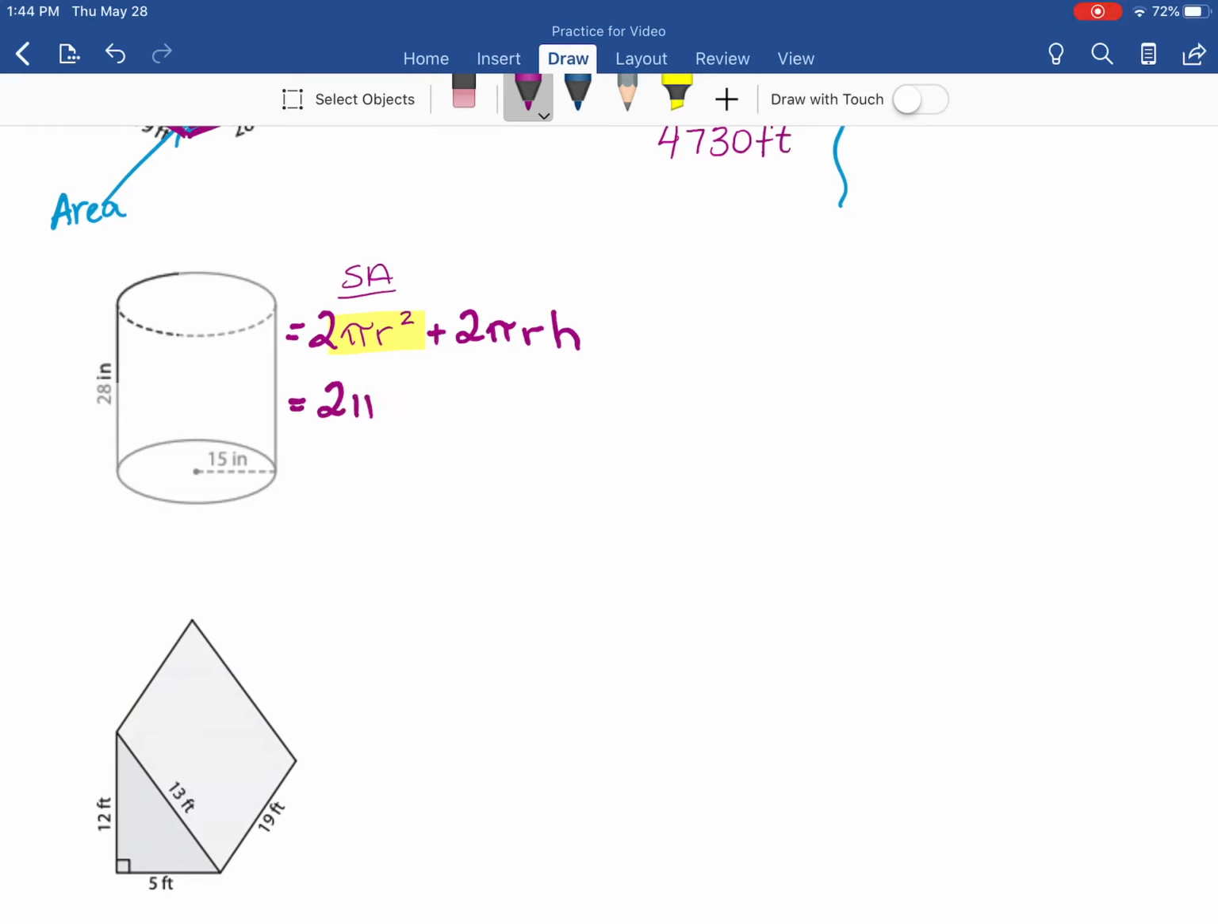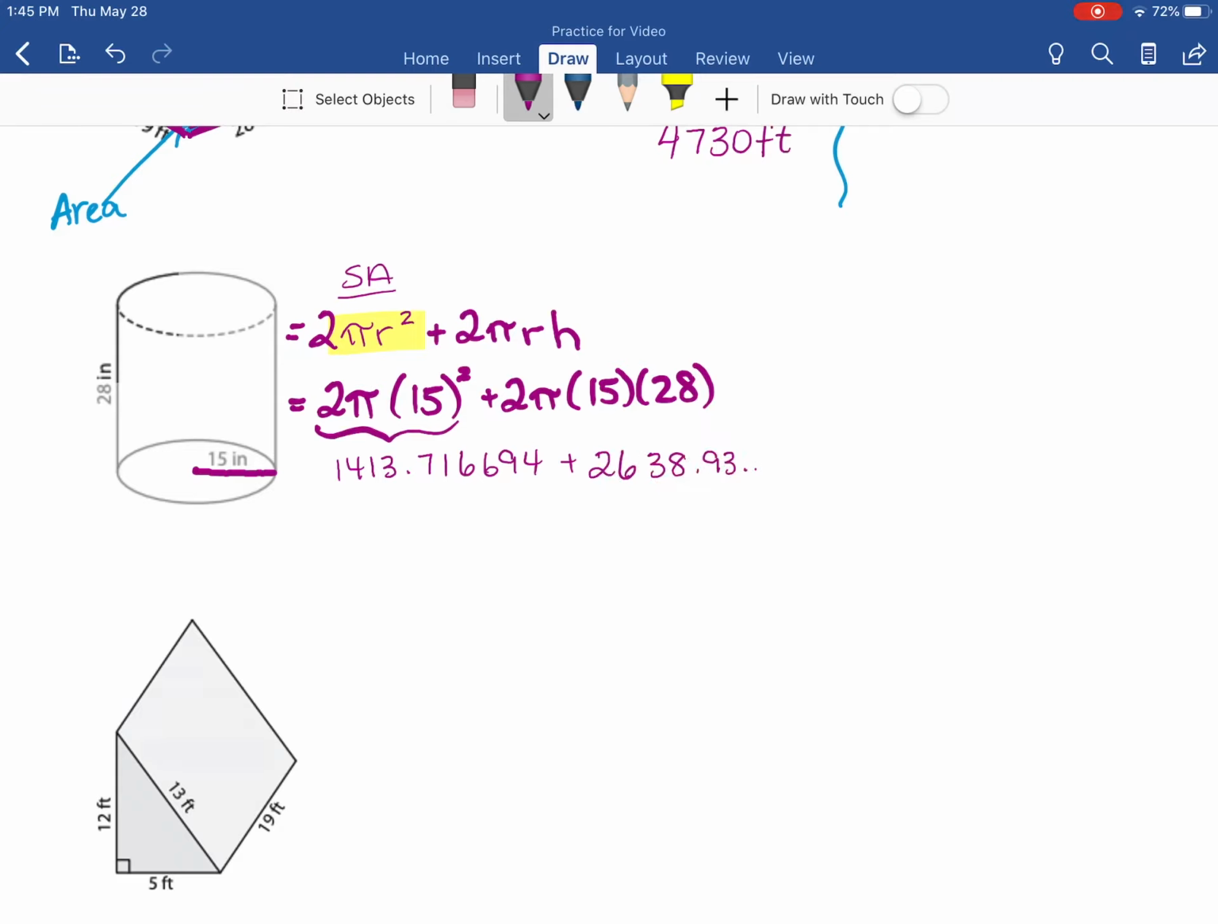So if I fill this in, 2 pi, r stands for radius. Radius is the distance from the middle to the outside, half of the diameter. So 15 squared plus 2 pi times 15 times 28. Now, I want you to be using your pi button on your calculator, not 3.14. When you do that, this first part ends up being 1413.716694. 2 pi times 15 and 28 is 2,638.93. That goes on for a little bit.